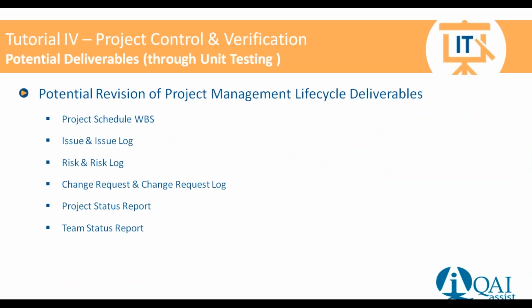As we go into the next, for unit testing, these are the different deliverables that, depending on the iterations and the amount of hiccups we hit, may have to be altered. You may have to alter the project schedule, the issues logs, the change request logs. You may be populating or reintroducing things to these different logs. You may also have to change your product status report and the team status report.